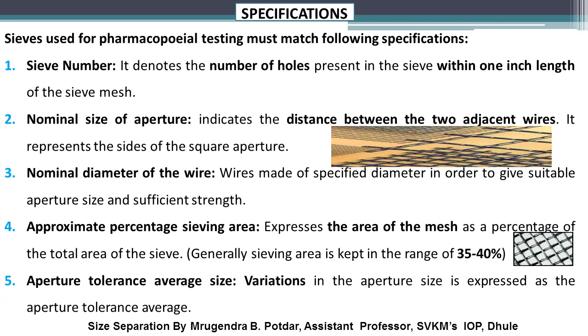Next, the aperture tolerance average size. The variation in the aperture size is expressed as aperture tolerance average. Some variation in the aperture size is unavoidable. The variation is expressed as a percentage and it is known as aperture tolerance average.